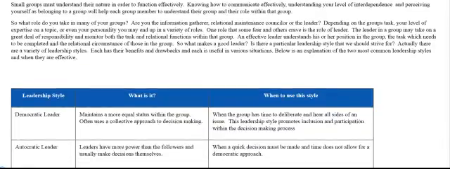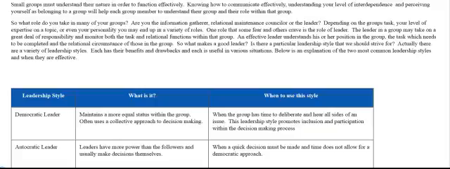So what role do you take in your groups? Are you an information gatherer, relational maintenance counselor? Oh, I've been that before. Or maybe even a leader? Depending upon the group task, your level of expertise on a topic, or even your personality, you may end up in a variety of roles. I have found myself in all three roles very, very easily.